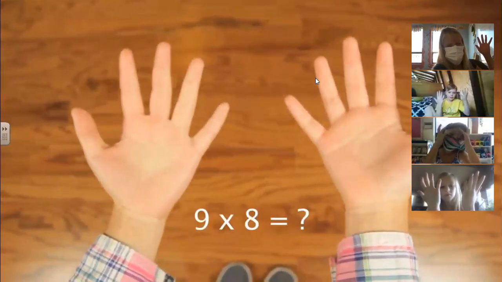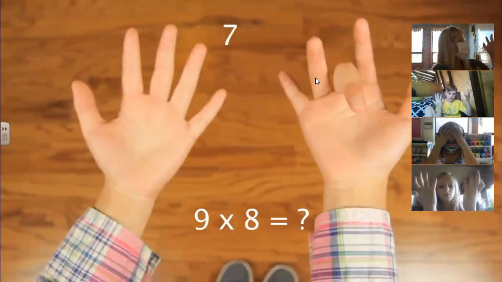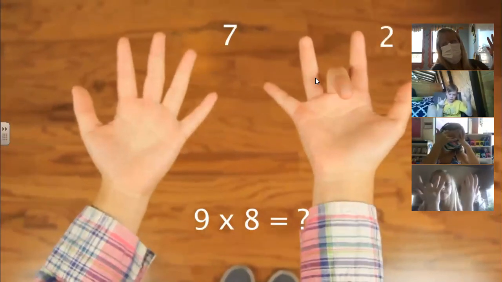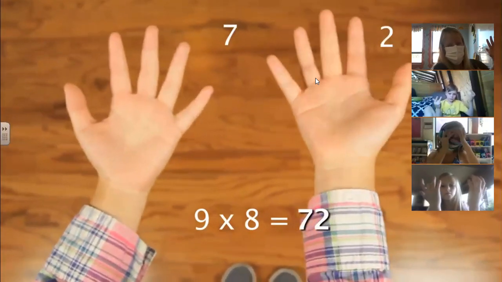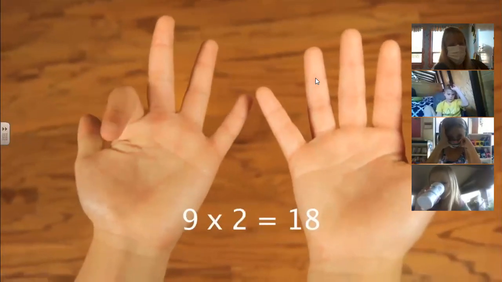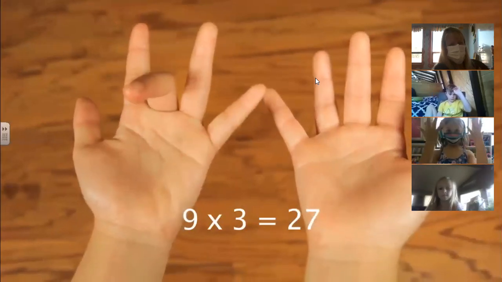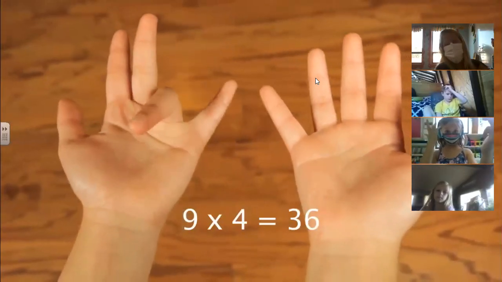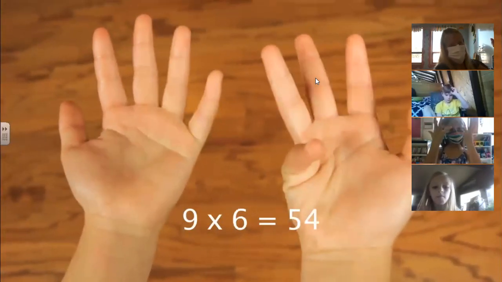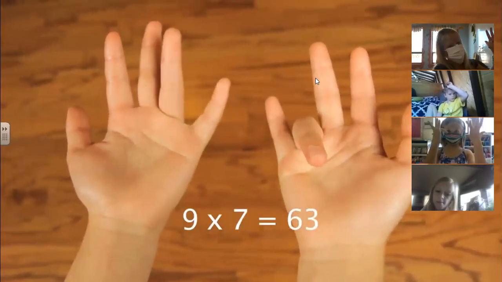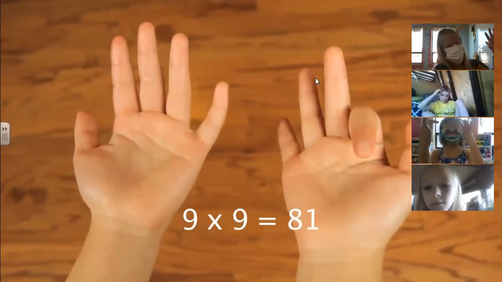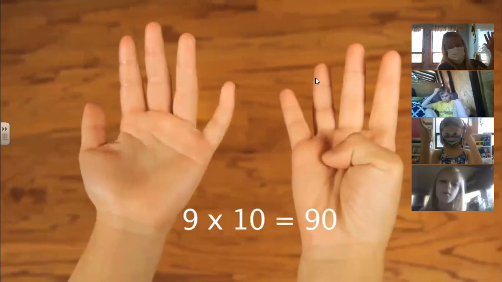Let's try 9 times 8. Put the 8th finger down so that you have 7 fingers up before the finger that you curled under, and 2 fingers afterwards. So the answer is 72. It works with all of your fingers. 9 times 1 is 9. 9 times 2 is 18. 9 times 3 is 27. 9 times 4 is 36. 9 times 5 is 45. 9 times 6 is 54. 9 times 7 is 63. 9 times 8 is 72. 9 times 9 is 81. And 9 times 10 is 90.